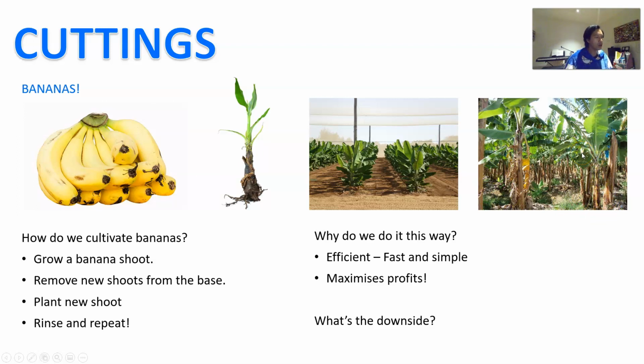Okay, now why do we do it this way? Basically, it's economical, it's efficient, it's fast, it's simple, and it maximizes the profits. You start with one plant becomes two becomes four, and next thing you know, you just have a whole plantation of them. And that's actually how most of the bananas you and I eat are produced. Basically, almost every banana that you eat is genetically identical to every other banana that you see on the shelf. So the next time you go to a supermarket and you grab a banana, you can then brag to your mom about how that banana is genetically identical to the one that she grabs right next to it.